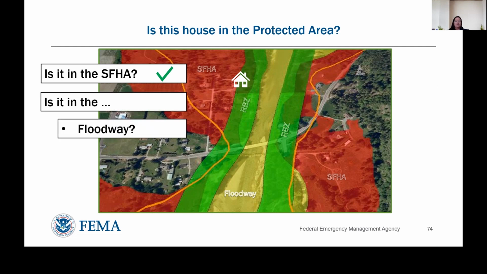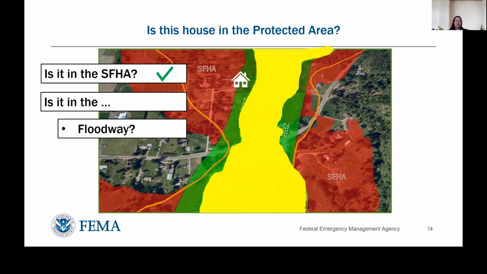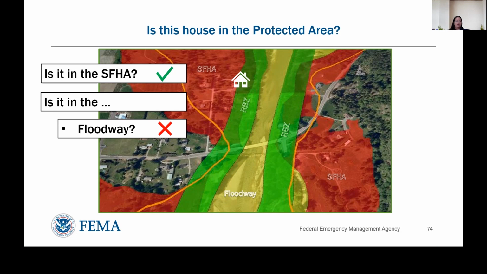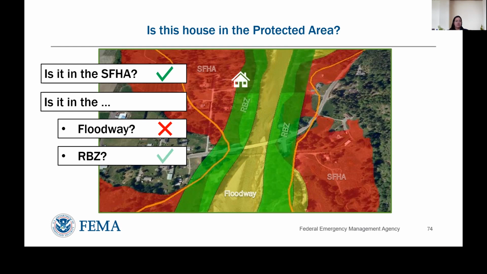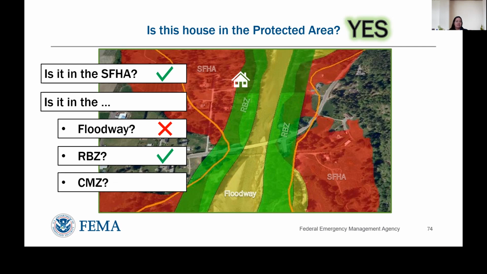Next question, is it in the floodway? One of our parts of the protected area. Here's the floodway again. Thank goodness the house is outside the floodway, because we don't want houses in the floodway. Is it in the riparian buffer zone? And those green stripes, it's clearly in the riparian buffer zone. That's a yes. And at that point, if you get a yes on any of these, you're in the protected area. But just for the sake of walking through this exercise, let's ask the last question, and that's whether or not it's in the CMZ.